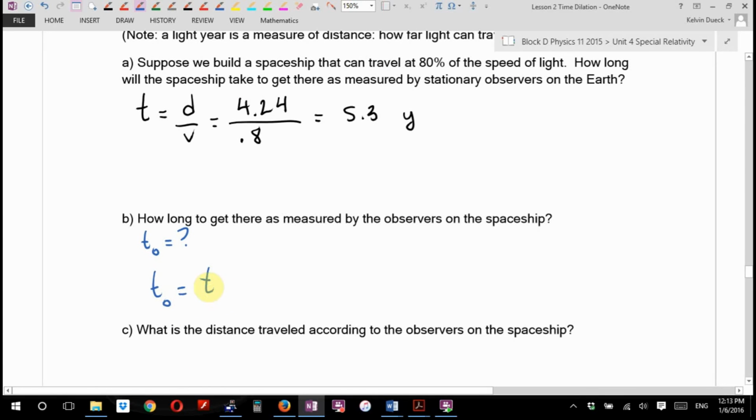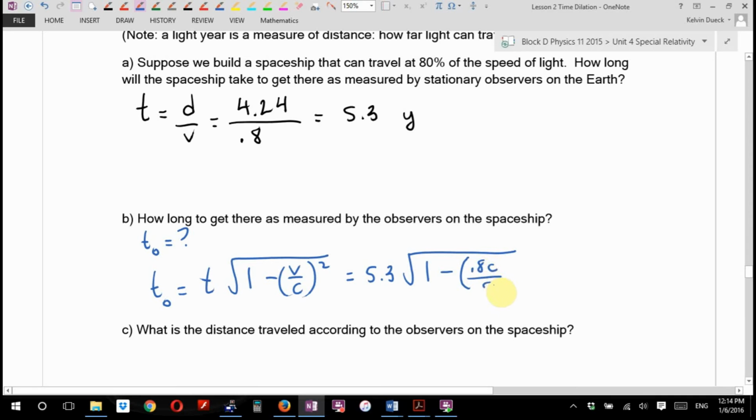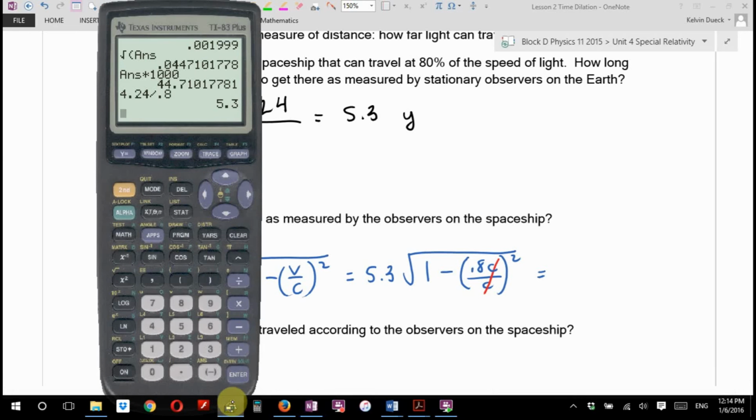T0 is going to be T times the square root of 1 minus (v over c) all squared. It's going to be 5.3 times the square root of 1 minus (0.8c over c) all squared. Jilun, what happens to the c's? Yeah, there we go. So I pull up my trusty calculator. 1 minus 0.8 squared, square root, times 5.3.